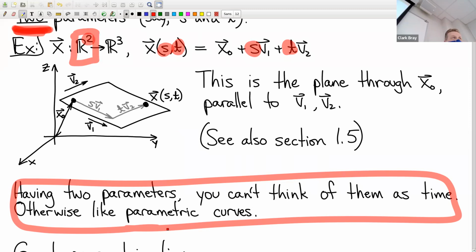Parametric surfaces are just like parametric curves, except you can't think of them as being traced out over time. You just have to think of them as a surface generated by a function coming from 2 parameters instead of 1 parameter. Okay. All righty.